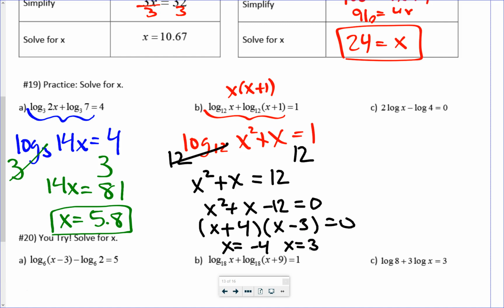Log 12 of x. Can I plug in negative 4 right there? No. Can I plug in a 3 right there? Yes. So we already know negative 4 is out. Negative 3, though, has to work for both of them. Will it work right here? Is 3 plus 1 still a positive number? Yes. So 3 is my only answer.